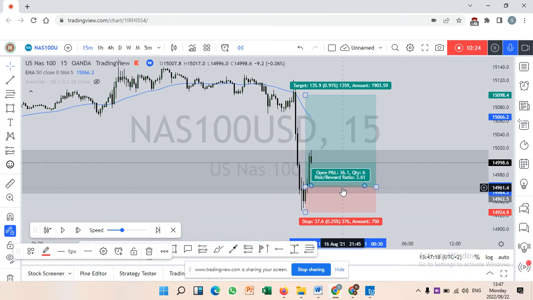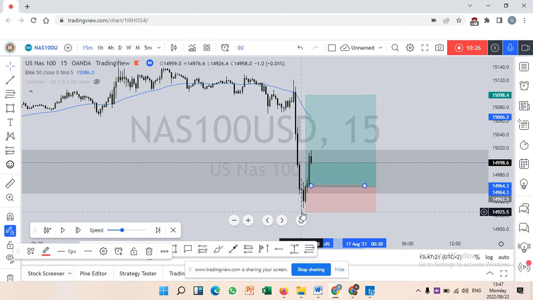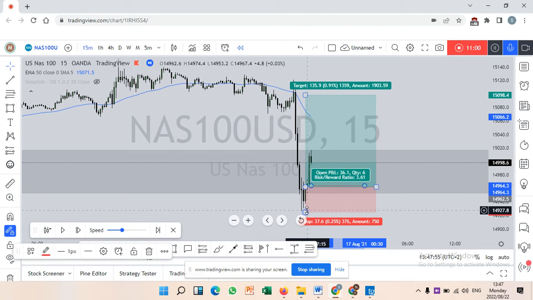We count in the open price, we count in the stop loss, and we also want to count in the take profit. So the open price would be around 14963. Our stop loss was 37 pips below the engulfing, actually below the recent weak low.